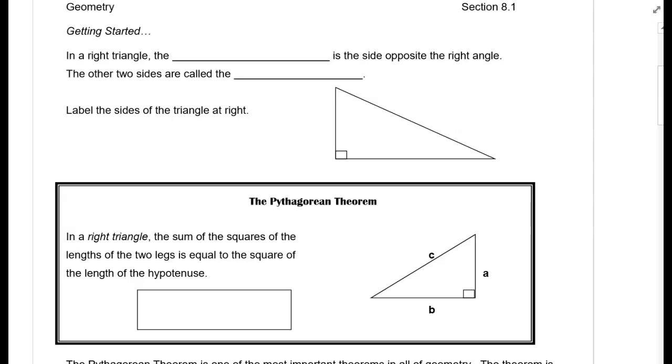Hello geometry students, Mr. Cruzado here. Today's learning target is to talk about the Pythagorean Theorem.